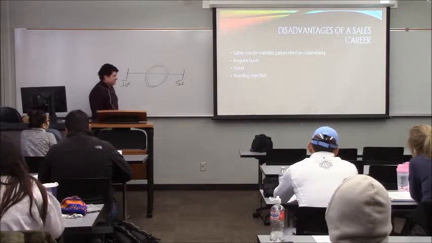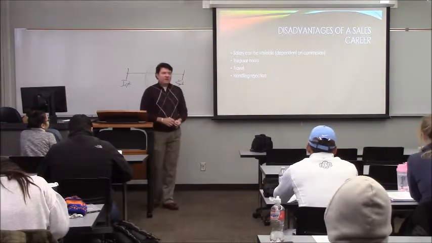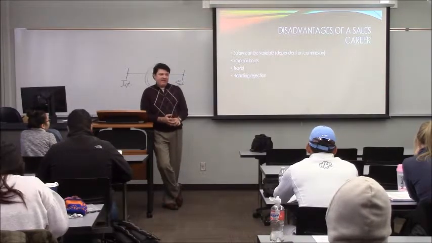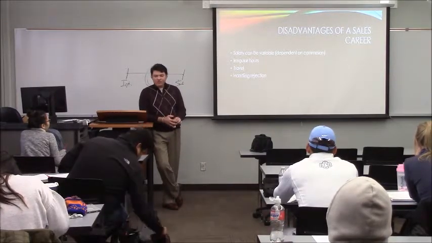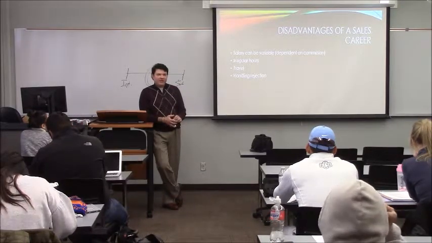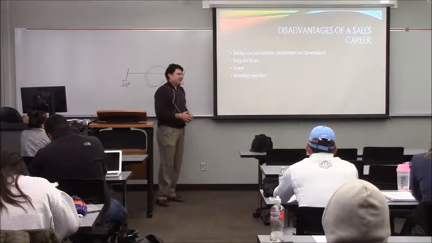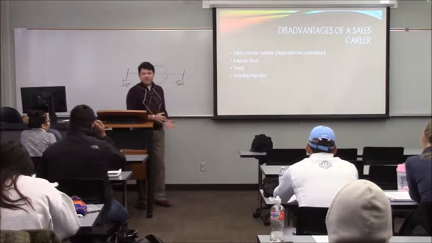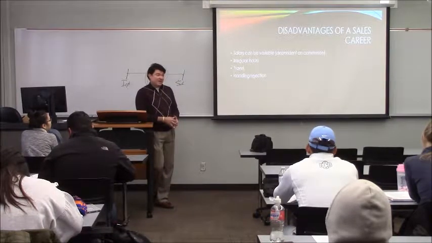The disadvantages. Salary can be very variable. Now, most of our sales positions that our students go into are going to be a base plus commission type structure. And the average base commission structure that we have is generally between $30,000 and $50,000 base plus commission. Now, if you don't sell more than you cost, you're not going to keep your job, which can be pressure and can be difficult. But it also means that it can be highly variable.